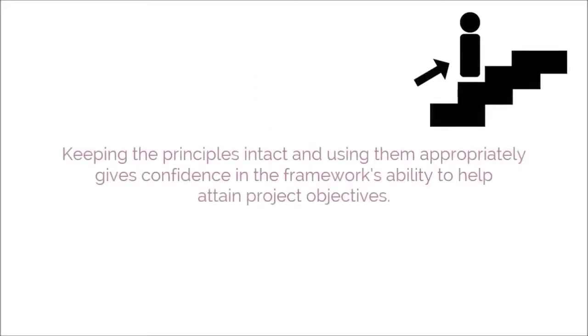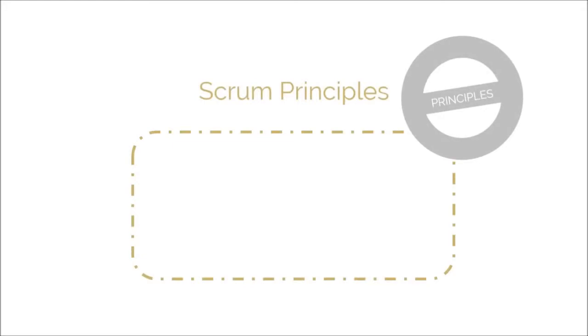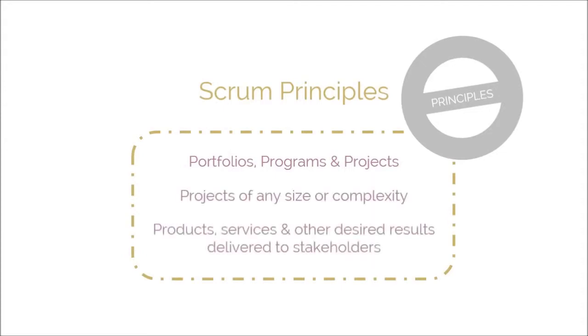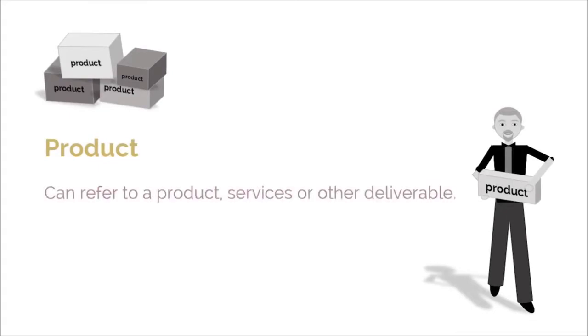Keeping the principles intact and using them appropriately gives those using Scrum confidence in the framework's ability to help them attain their project's objectives. The principles are considered the core guidelines for applying the Scrum framework. According to the definition in the SBOK Guide, the principles are applicable to portfolios, programs, and projects in any industry, projects of any size or complexity, products, services, and any other desired results to be delivered to stakeholders. In applying these principles, it's helpful to remember how the SBOK Guide defines the term product. The term product can refer to a product, service, or other deliverable.